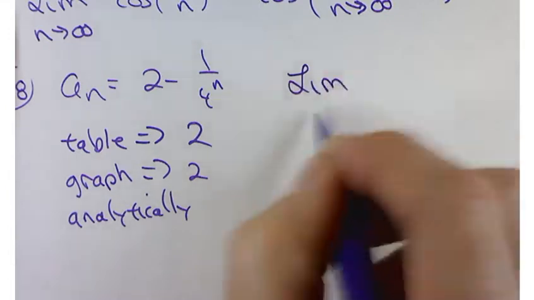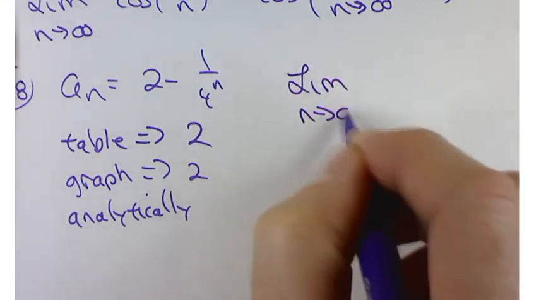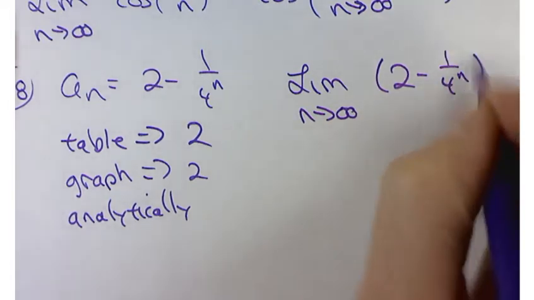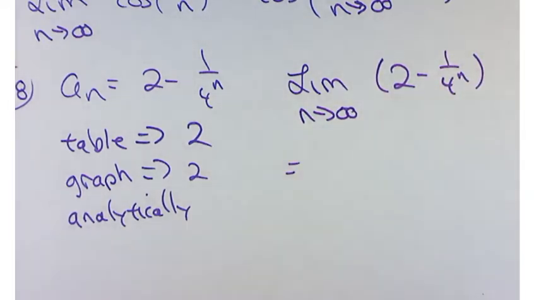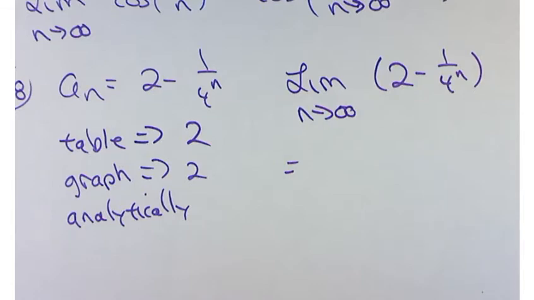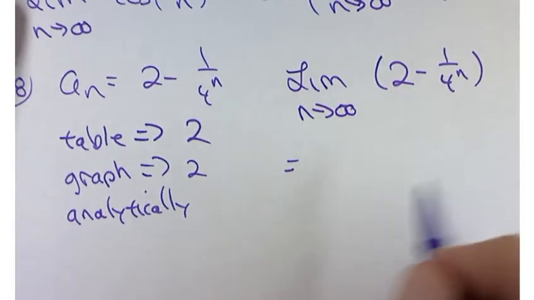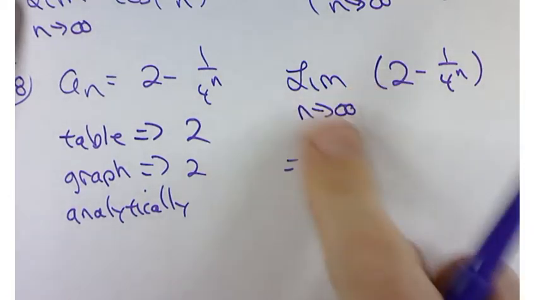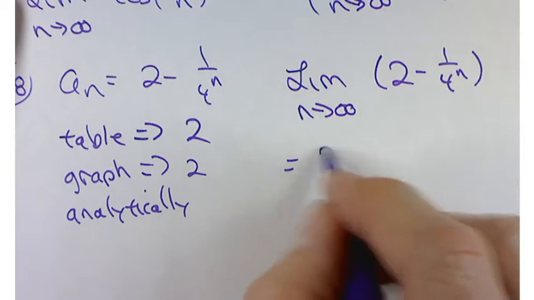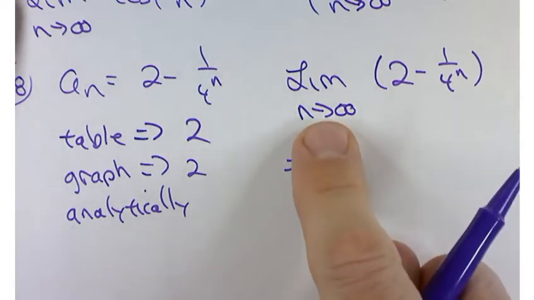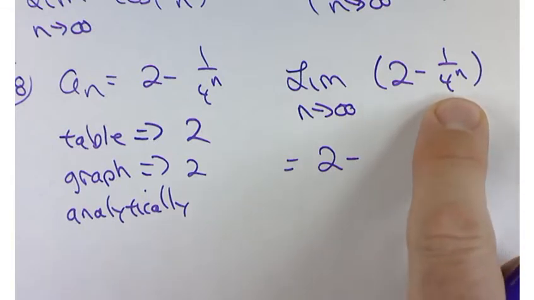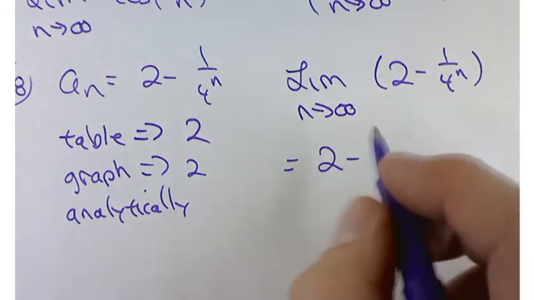So let's calculate the limit as n approaches infinity of 2 minus 1 over 4 to the n. I'm not going to be as particular about this one as I was with problem number 22. Let's just take this limit. The limit as n approaches infinity of 2 is 2. What happens as n approaches infinity to 1 over 4 to the n? Goes to 0.